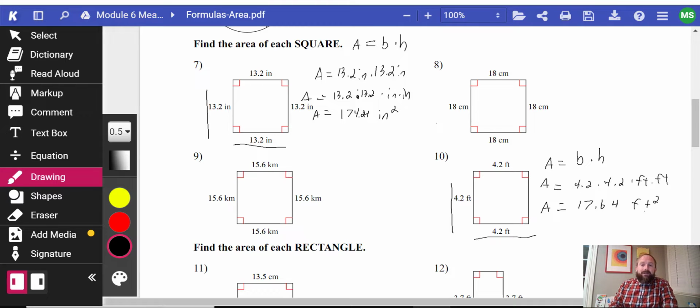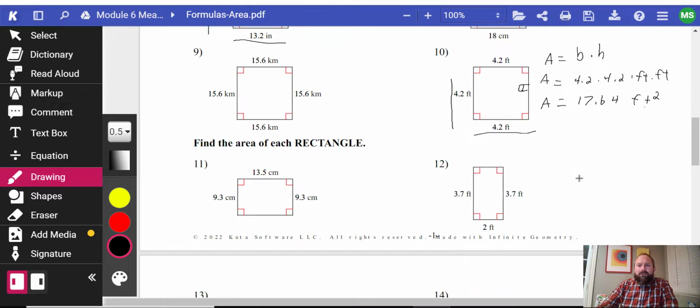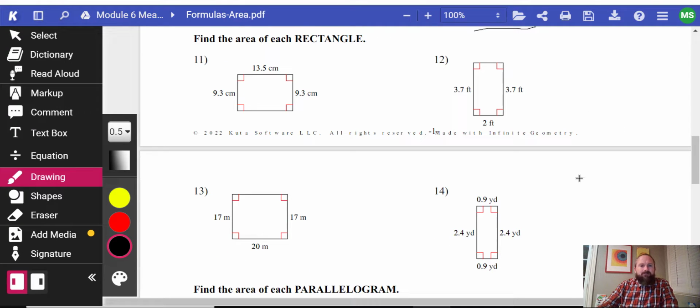feet squared. All right, so how many little squares are inside this box right here? It's about a little more than 17 and a half. All right, let's go on. Now we're only going to do one of these because we don't need to do every single one.